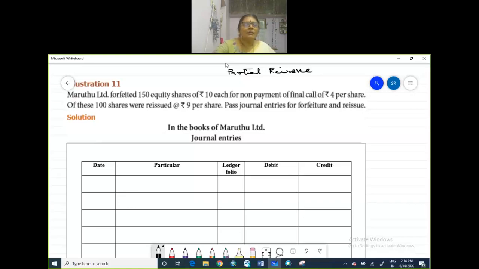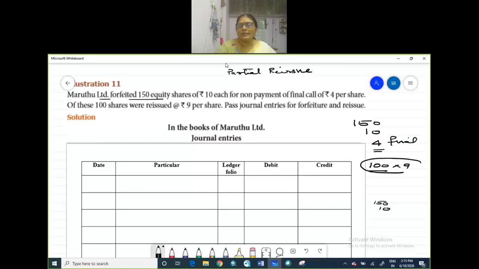See, Marutu Limited forfeited 150 shares. 150 shares were forfeited at rupees 10; 10 is the face value. So 150 shares at rupees 10 face value were forfeited for non-payment of 4 rupees on the final call. He didn't pay 4 rupees, that is the balance on the final call. And how many shares were issued? 100 shares were issued at rupees 9.